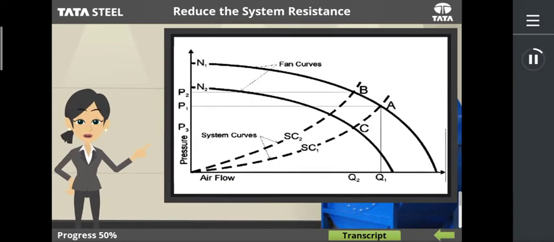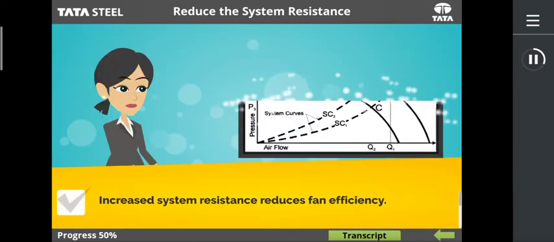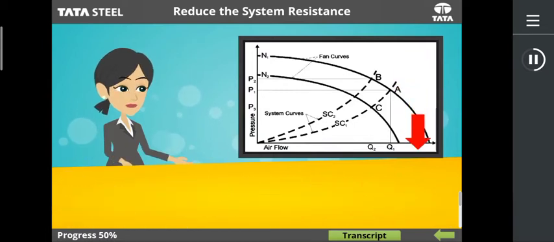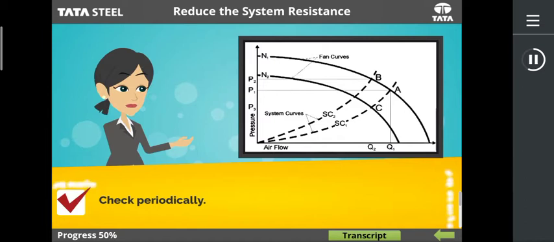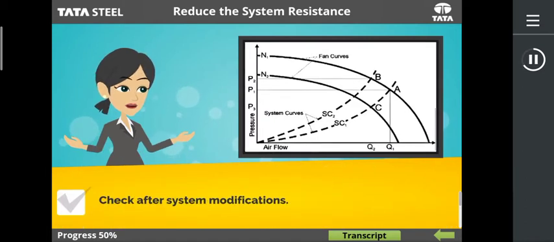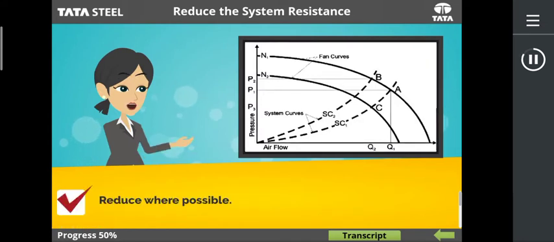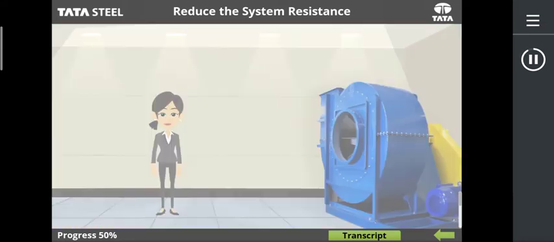Second point we are going to discuss is reducing the system resistance. Increased system resistance reduces fan efficiency. Check periodically. Check after system modifications. Reduce where possible.